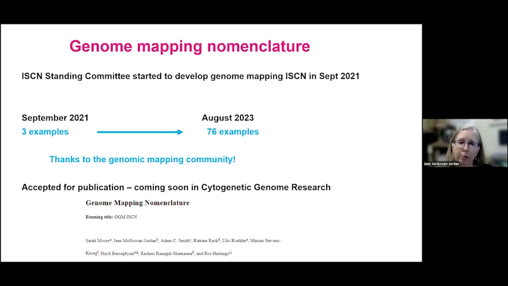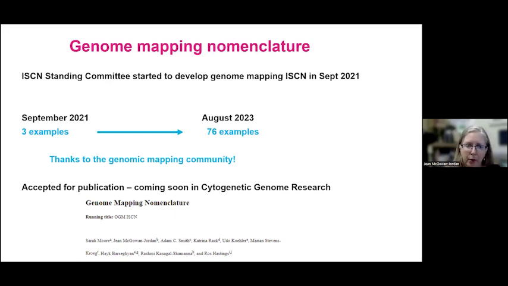We really relied a lot on the community in this effort, which made it quite a bit different than the development of some of the other types of nomenclature. So I really need to shout out to the genome mapping community to thank them for all of that effort and collaboration. It has resulted in a publication that will come out in advance of the publication of ISCN 2024. It's actually just been accepted finally for publication in Cytogenetic and Genome Research this week.